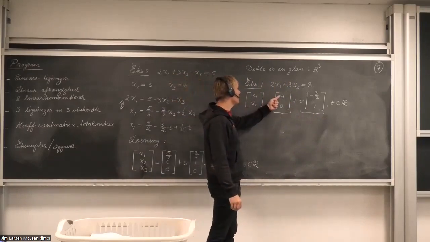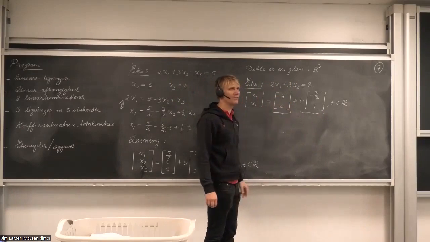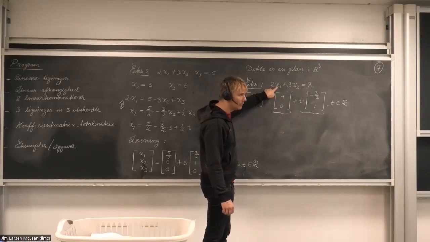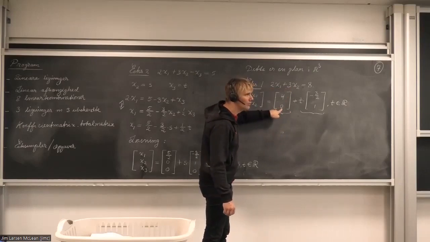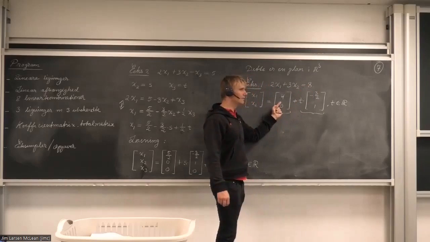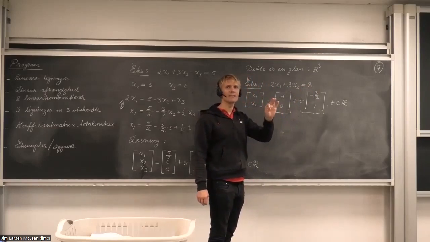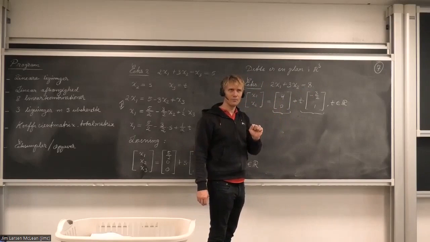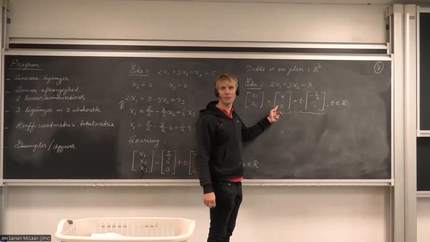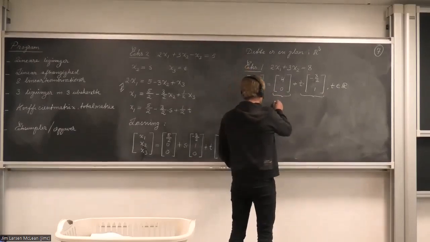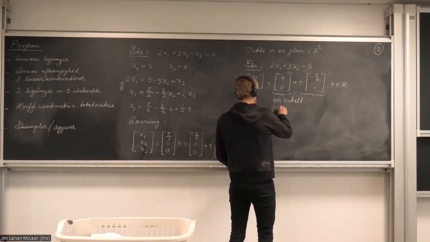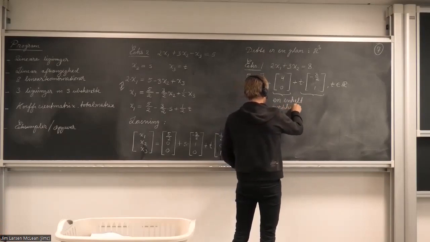If I set x1 to 4 and x2 to 0, does that work? Let's first test it in the equation. Then it says 2 times 4, so that's 8, plus 3 times 0, because x2 is 0, so 0 plus 8. Is it true that it equals 8? Yes. So what is this? It's one solution. It's a very specific solution. In English, it's called a particular solution. Or in Danish, we say en partikulær løsning. So this is a single particular solution.